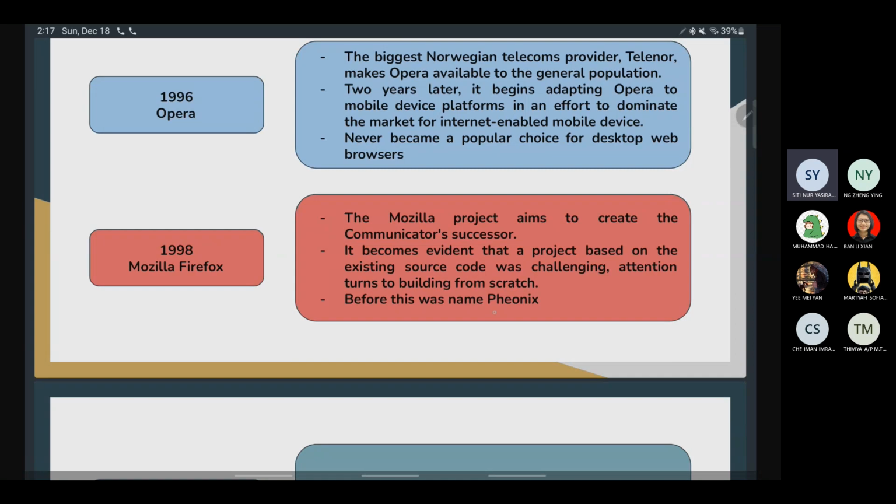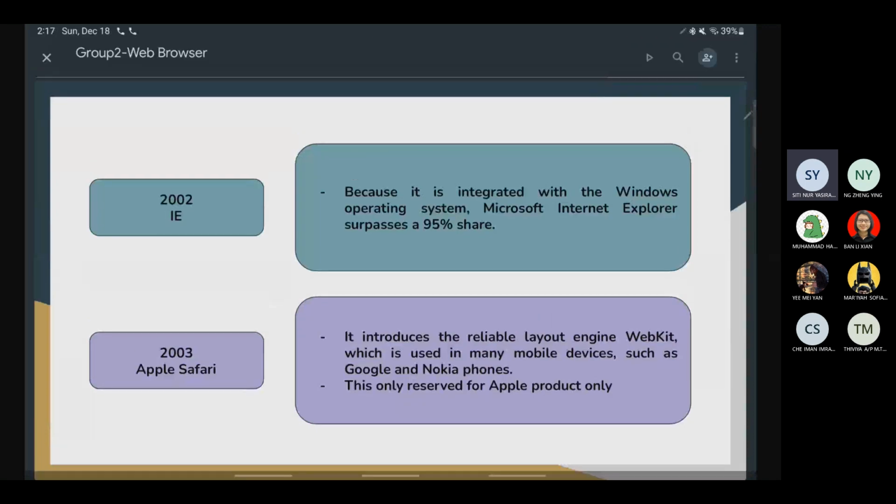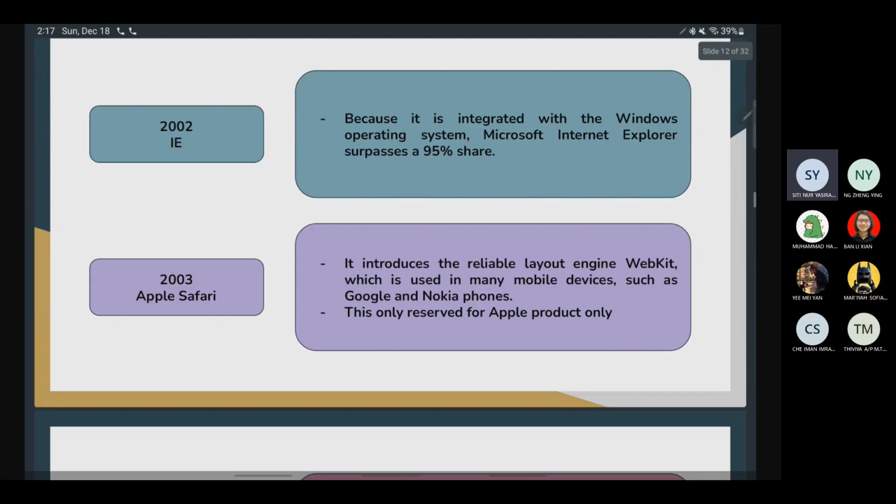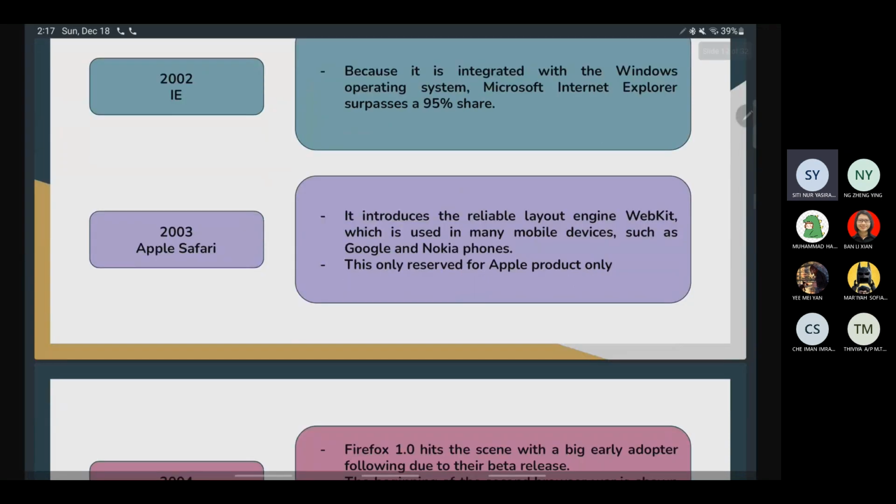Okay, in 2002, IE was developed. Because it is integrated with the Windows operating system, Microsoft Internet Explorer sustains a 95% share. At this time, IE was the most popular web browser. Okay, but then in 2003, Apple Safari. It introduced the reliable layout engine WebKit, which is used in many mobile devices such as Google and Nokia phones. But Apple Safari was reserved for Apple products only.